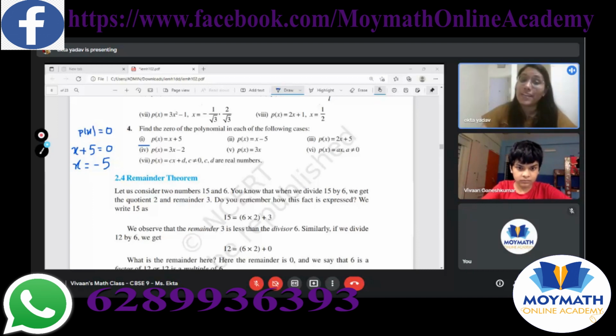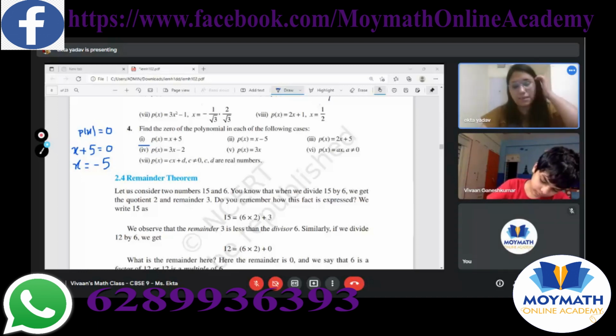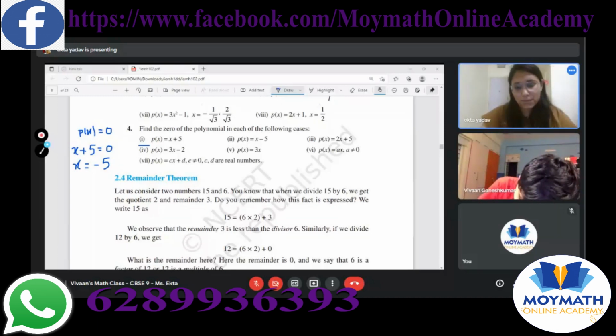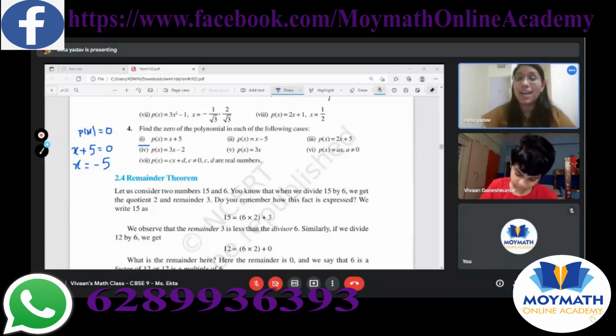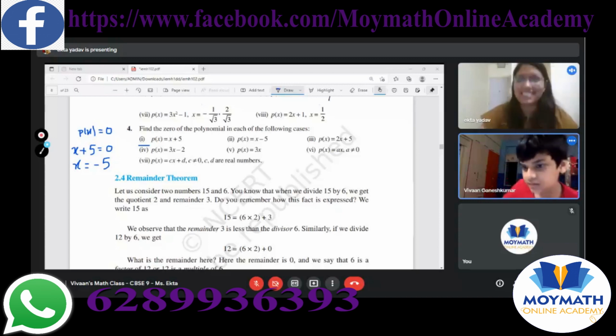Linear polynomial of the format ax plus b. Equate it to 0. Ma'am, minus d, ma'am. Minus d by c. Yes.